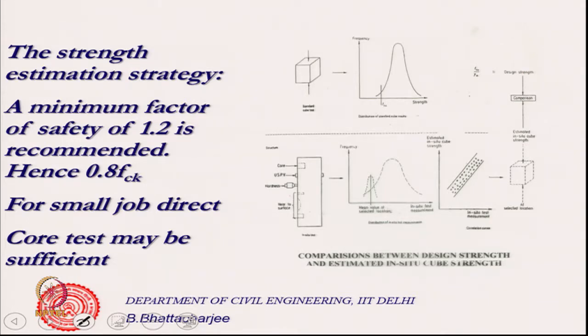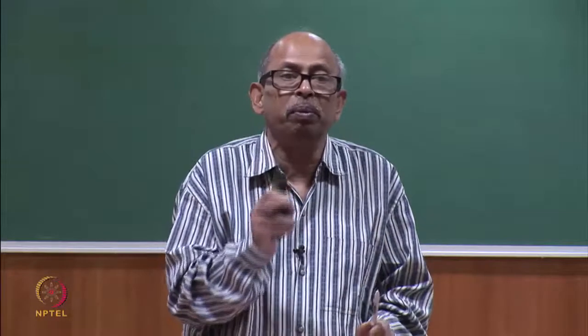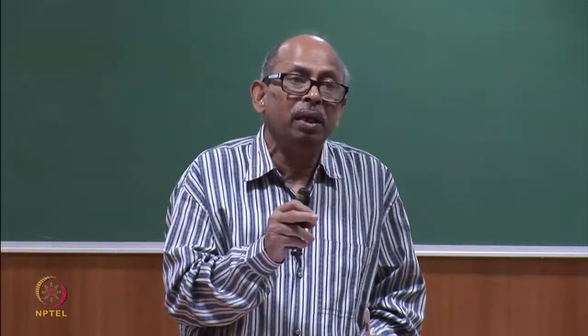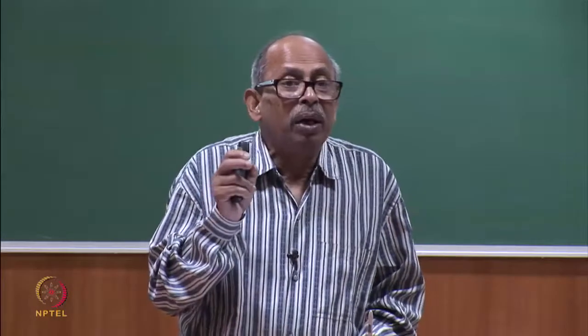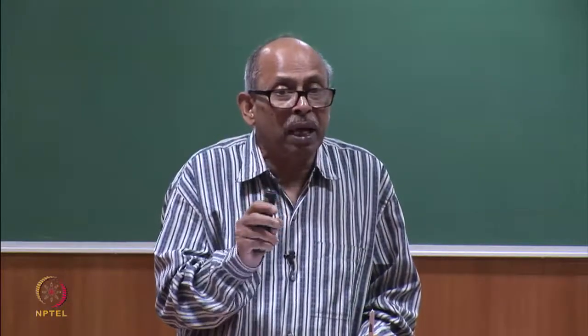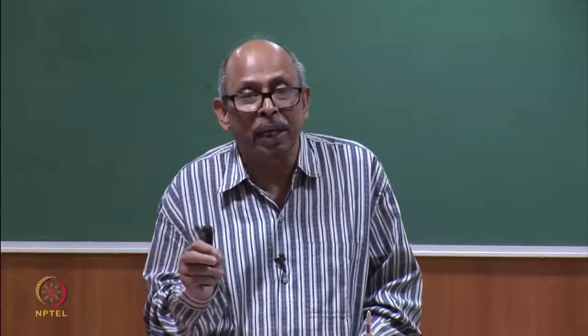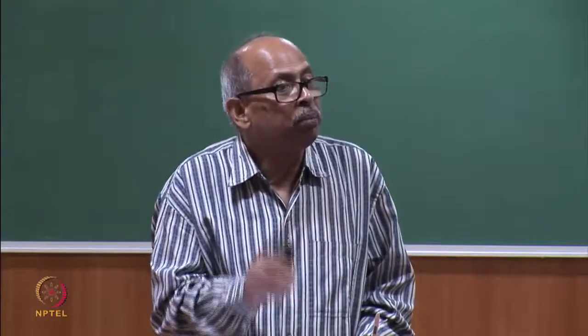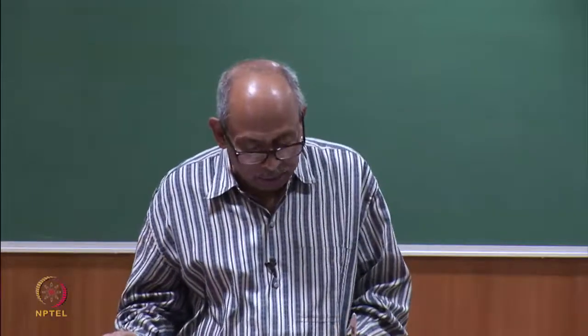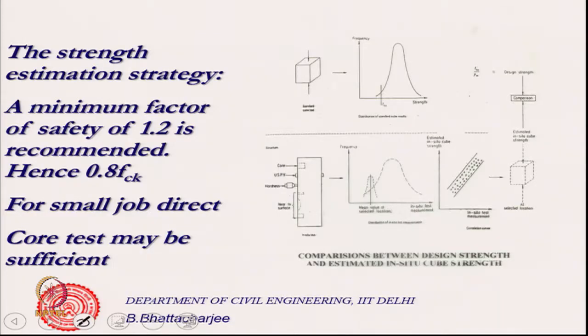Therefore, they said that you determine the in situ strength, average in situ strength in the worst location in the site, which is most doubtful, and it should not be less than 0.8 FCK. That is what the earlier British code says, right.